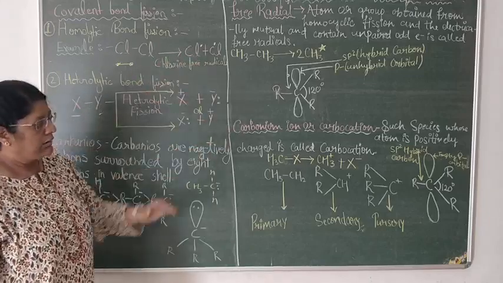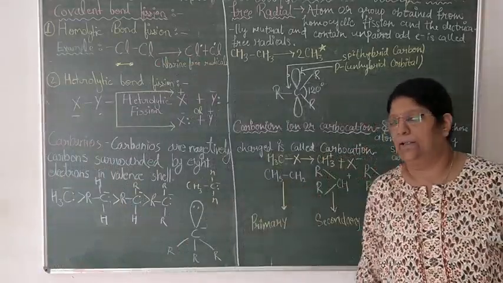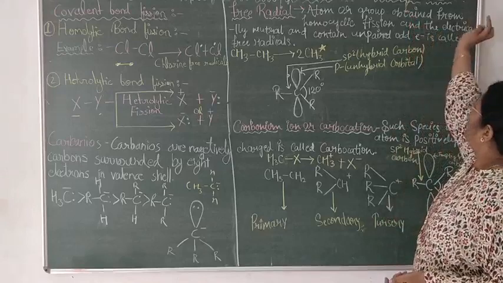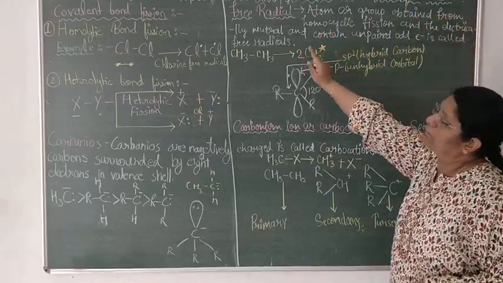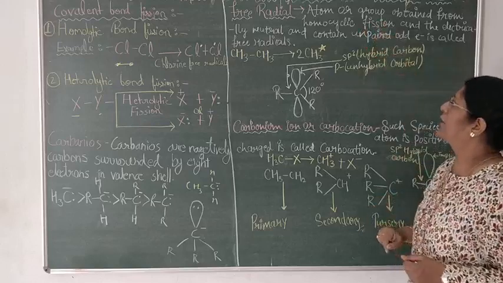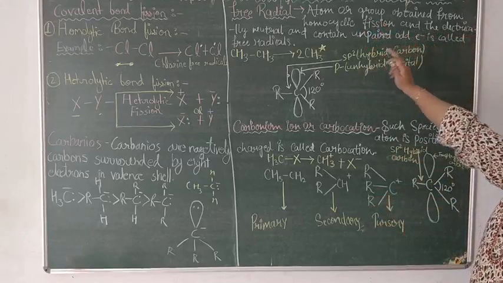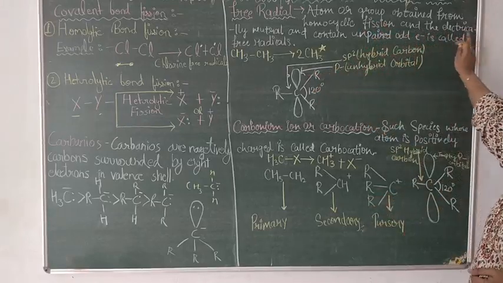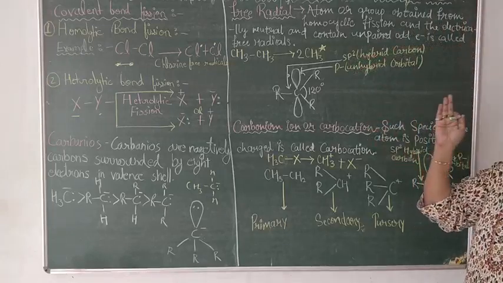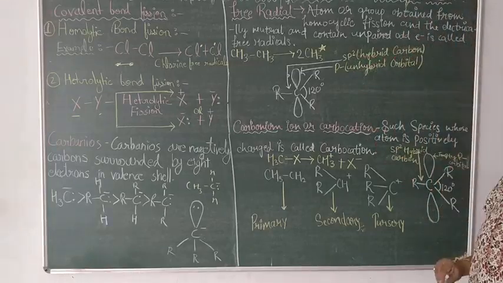Now we are coming to the basis of carbon. There are 3 types. First is the free radical. First let us go for the definition of free radical. An atom or group obtained from homolytic fission, as we did earlier, in which the electrons are unpaired, is known as a free radical.